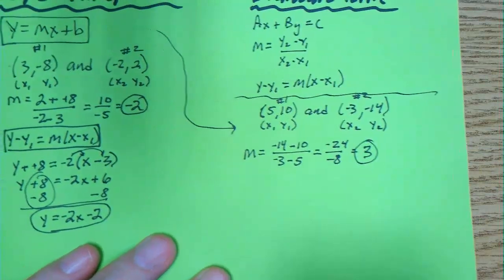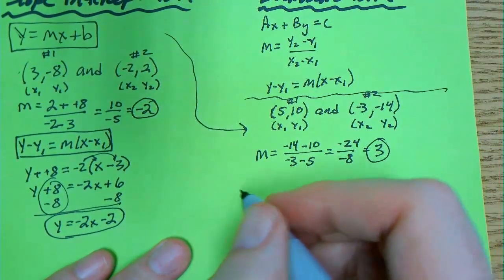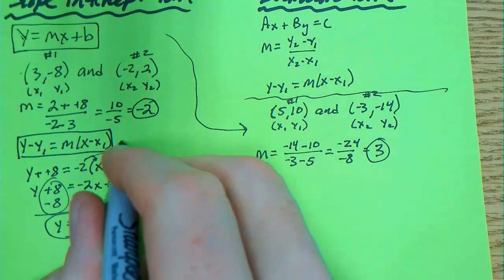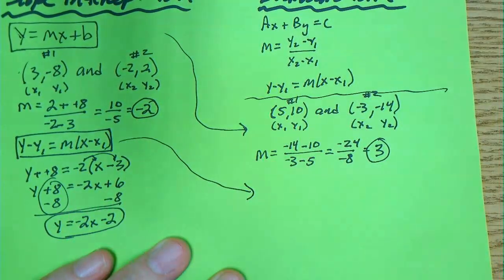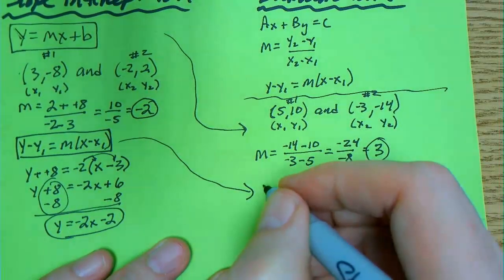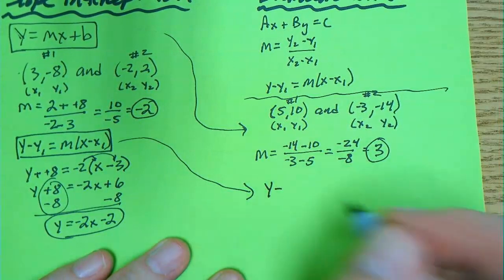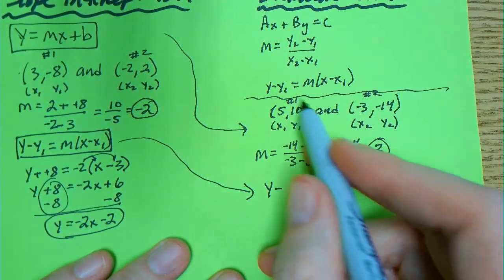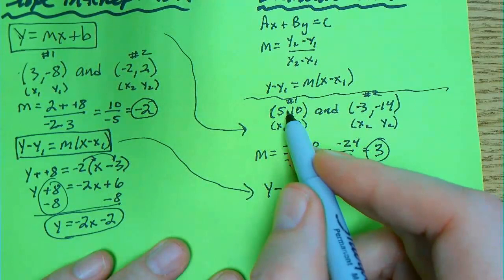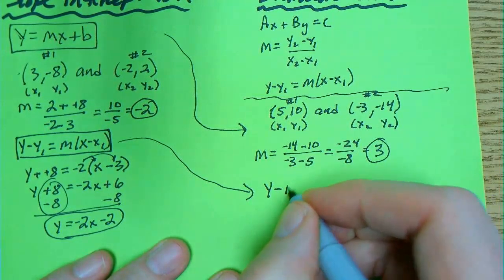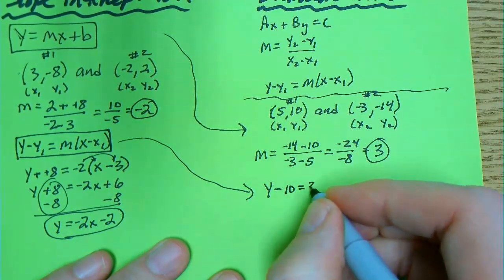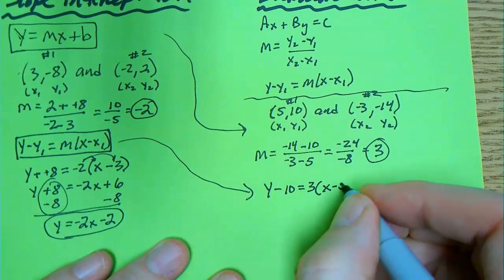Okay, so we're going to use point-slope form again. So we're going to use what we did here. See how we're kind of mimicking what we did before? So we're going to use y minus, and let's use this one. We don't have any negatives. We'll use point number 1. y minus 10 equals 3 times x minus 5.